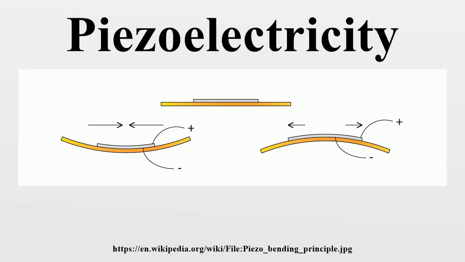Piezoelectricity is the electric charge that accumulates in certain solid materials in response to applied mechanical stress. The word piezoelectricity means electricity resulting from pressure. It is derived from the Greek piezo or piezein, which means to squeeze or press, and electric or electron, which means amber, an ancient source of electric charge. Piezoelectricity was discovered in 1880 by French physicists Jacques and Pierre Curie.